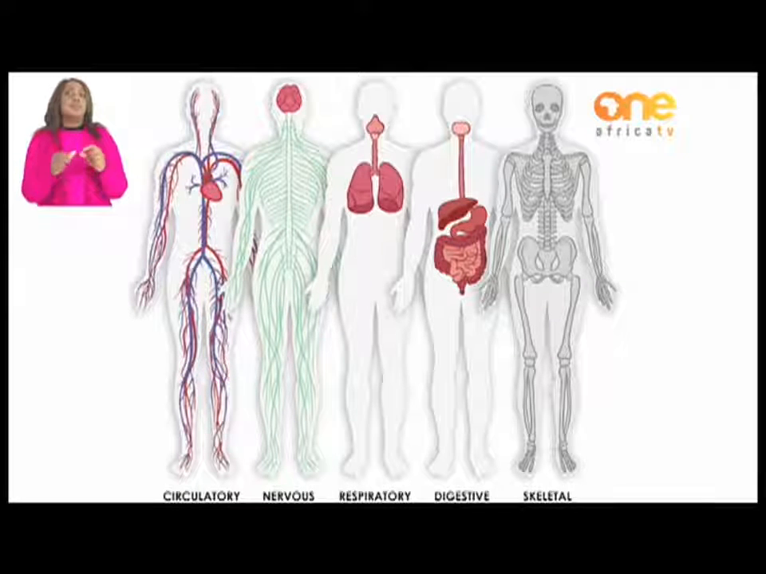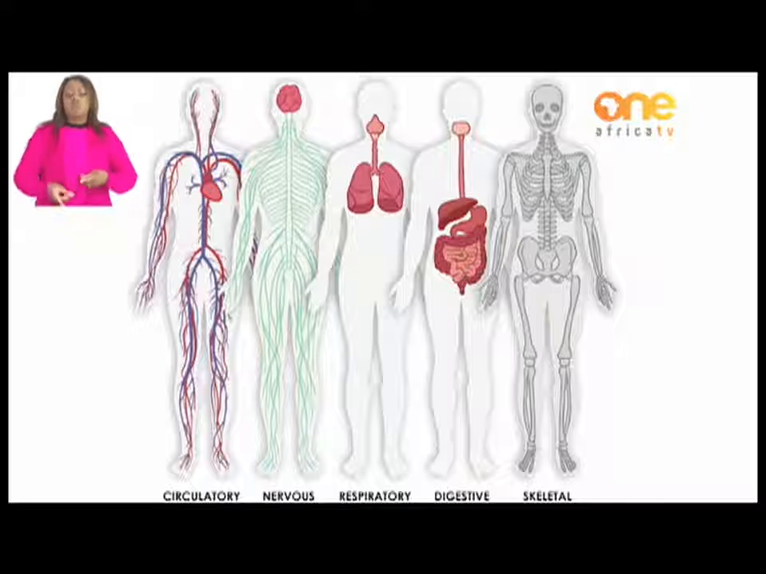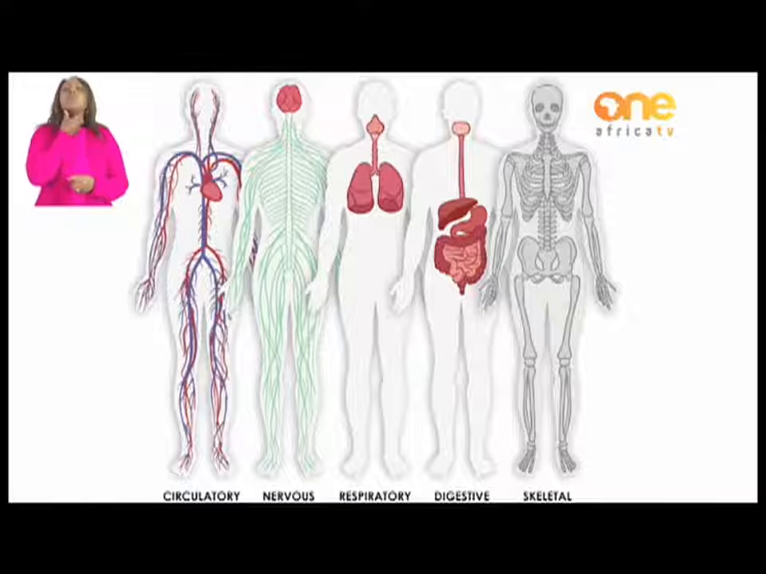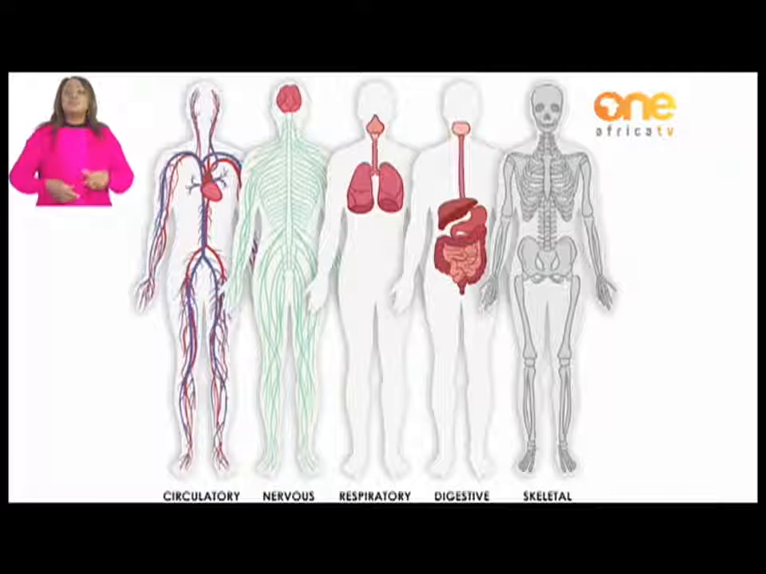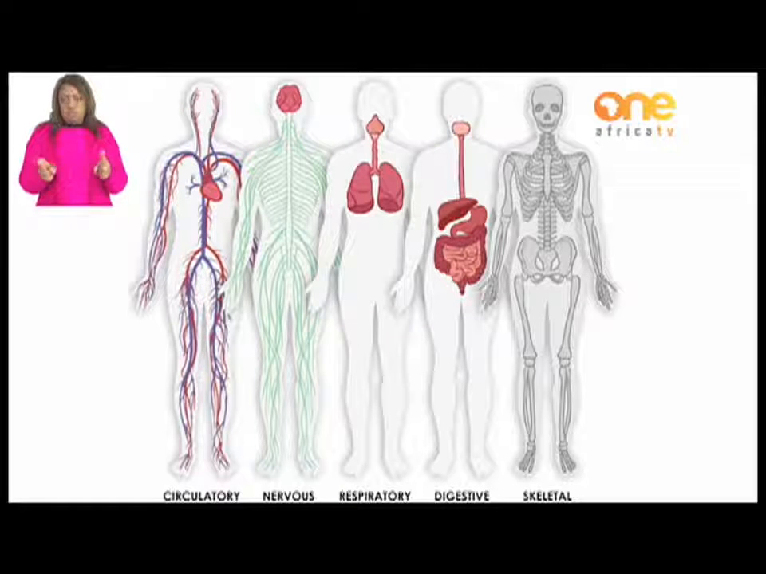Continuing to respiratory system, which is made up of the mouth or nose, trachea, and then the lungs. It helps you to breathe in and out. The digestive system is made up of the mouth, the esophagus, the liver, the stomach, large intestine, as well as small intestine. It helps you to break down food.